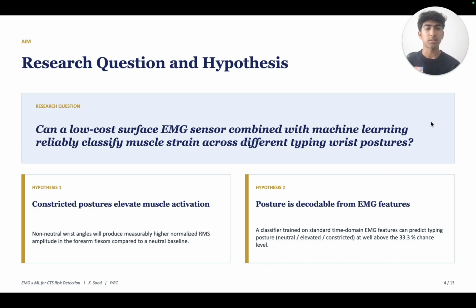Hypothesis 2 says that a machine learning model trained on EMG features can predict the typing posture at well above the 33% chance level that the model has to guess one of the typing postures.